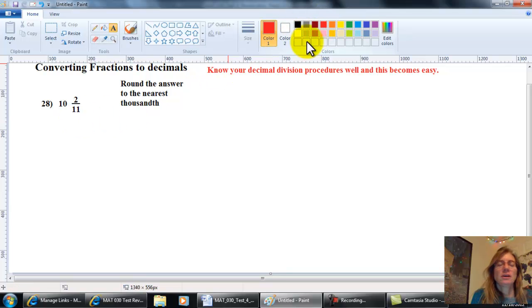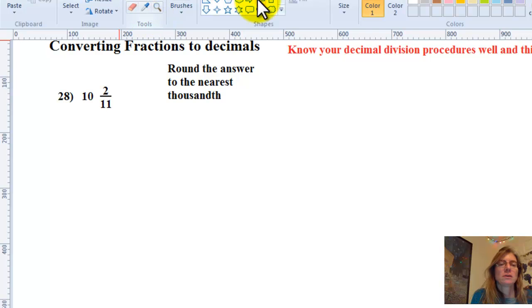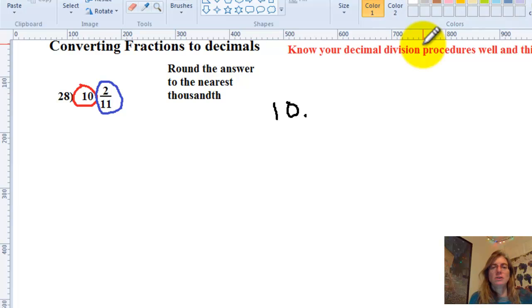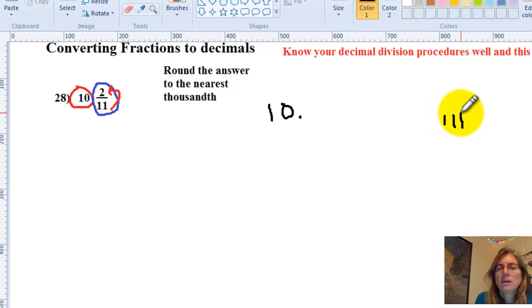So what we do first, as I explained on another one, the mixed number, so the whole number there is kept, and that's written on the left side of the decimal. And then this fraction has to be changed into a decimal. So we do the division. Remember, it's the top number into the bottom number, the denominator into the numerator, and that looks like this: 11 into 2.